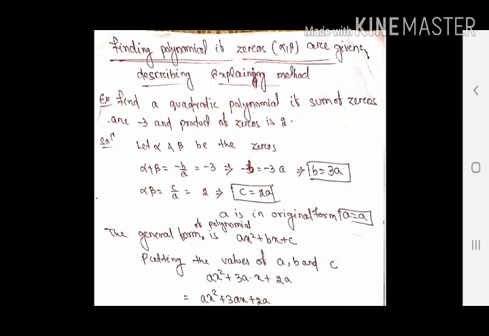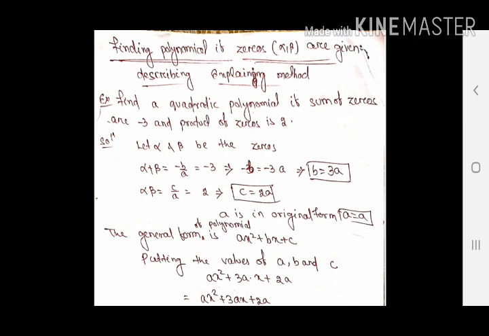So this is a polynomial, but here a is common. So I can take a common. After taking a common, I am getting x square plus 3x plus 2, and this is the polynomial having the product of the zeros 2 and sum of the zeros minus 3.